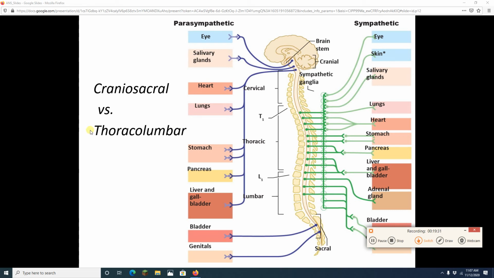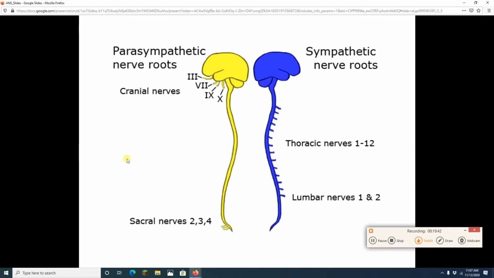Fight or flight. E division, and the anatomical one is thoracolumbar. If we get a little bit more detailed, the parasympathetic, we said it was craniosacral. Well, if it is cranial, we know it's cranial nerves. And in fact, there's 4 of them. Cranial nerve number 3, number 7, number 9, and number 10.